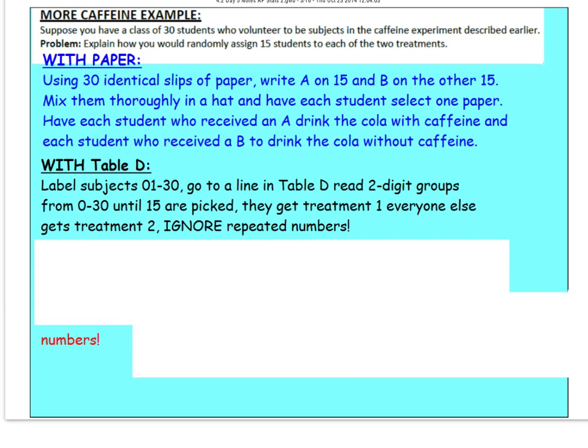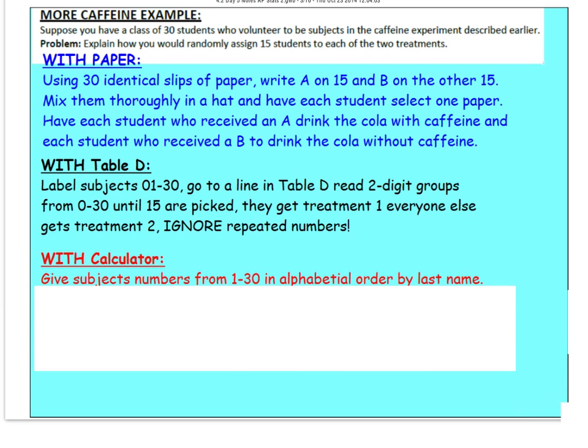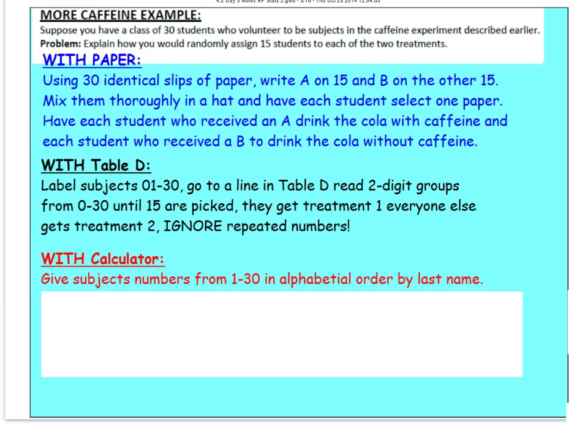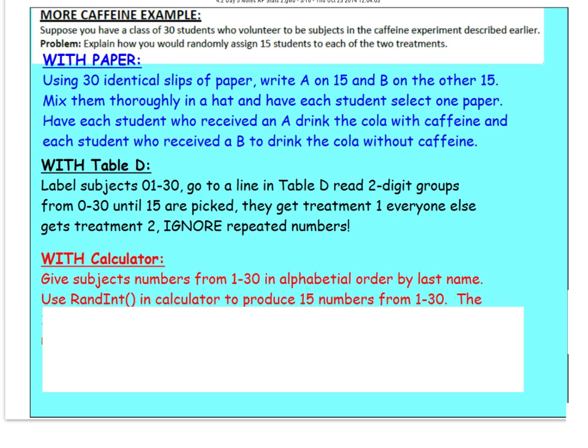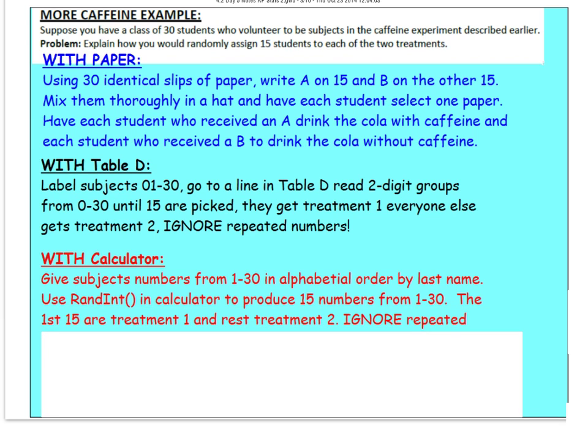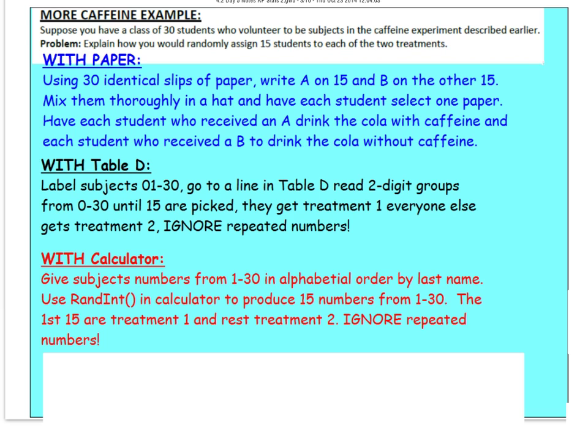Okay, fine. What if we wanted to talk about how to do this with the calculator? With the calculator, I could say, let's give the subjects numbers 1 through 30 in alphabetical order by last name. Maybe that's how I want to do it. Use random integer in the calculator to produce 15 numbers from 1 through 30. The first 15 get treatment 1, the rest get treatment 2. I do want to say ignore repeats in case they do show up.